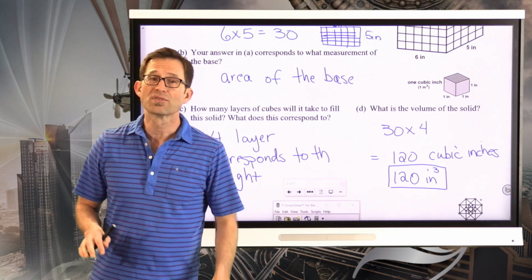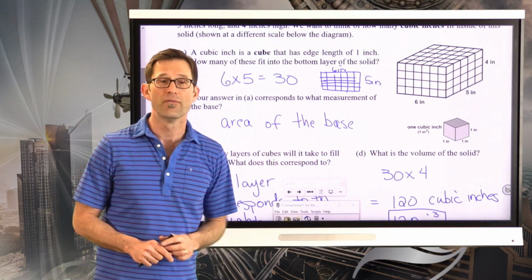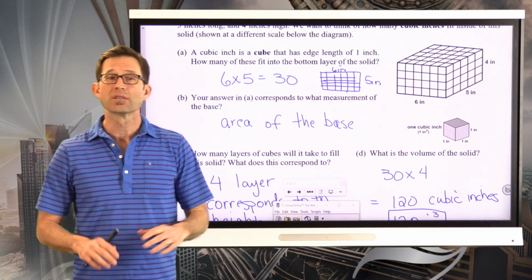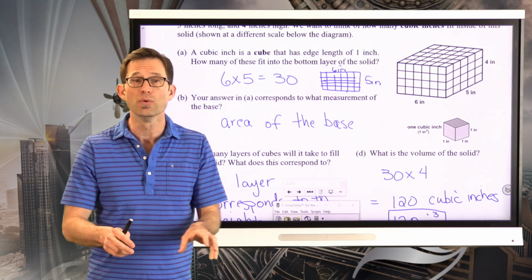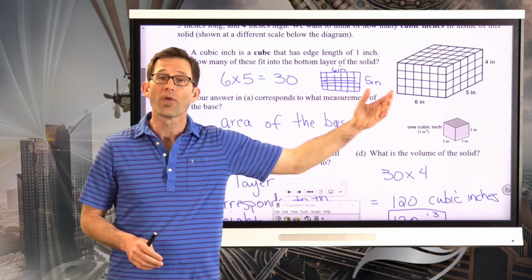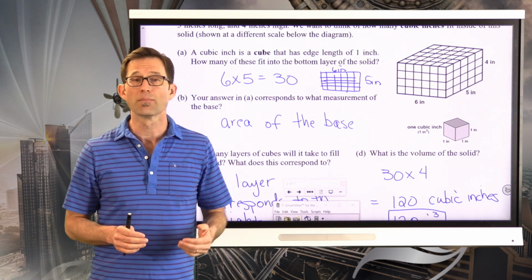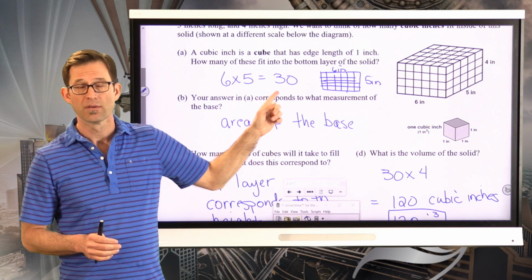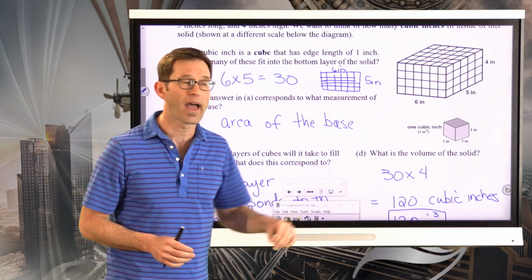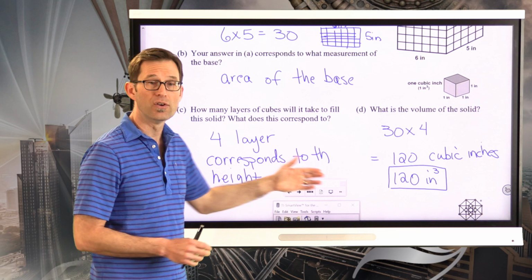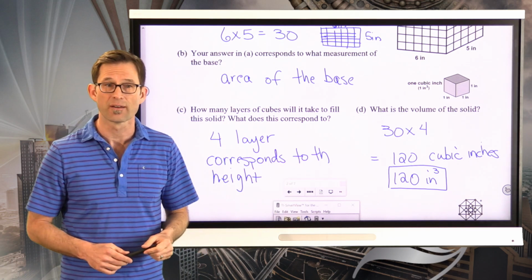All right, now what's extremely important is that you understand this idea of the area of the base. Because the plain fact is, if we know the area of the base, then we know how many cubes fit in a layer. Then if we know the height of the figure, we know how many layers we have. So we can simply multiply the area of the base, that's 30, by the height, that's 4, to get how many cubes fit into our solid. 120 cubes fit into this solid.